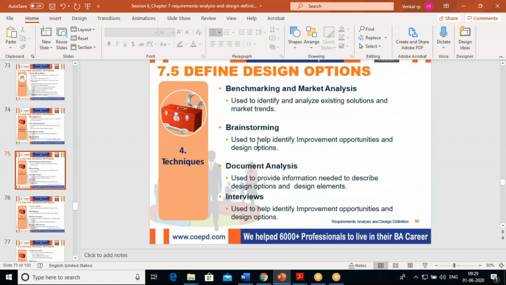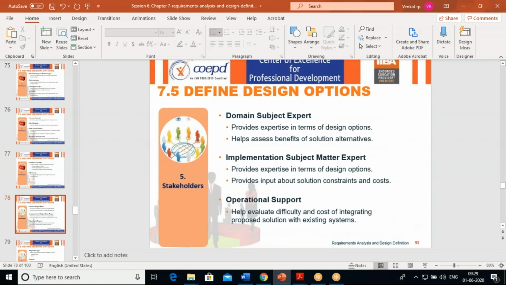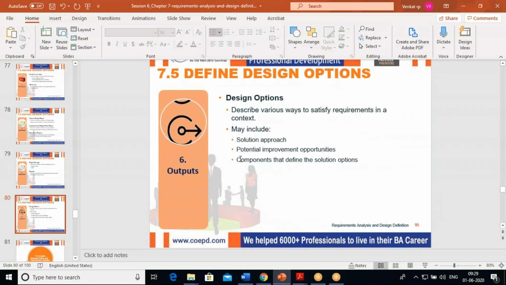And if you look into the output of it, design options would be like we'll be identifying various ways of satisfying, that means multiple options which we have as a part of the solution, and we will be rating them. Then we will understand the solution approach, potential improvement opportunities and components. Now let me say I want accounting software. In such a case, whether I'll build it on my own, or I will buy already existing software in the market like Tally. Like that I have an option here. Let me say I have two options here. So there will be two design options here.